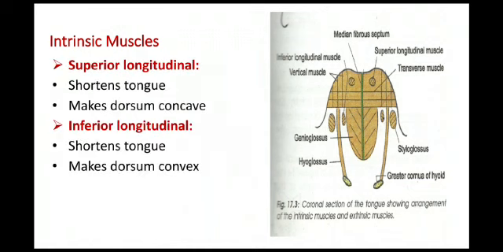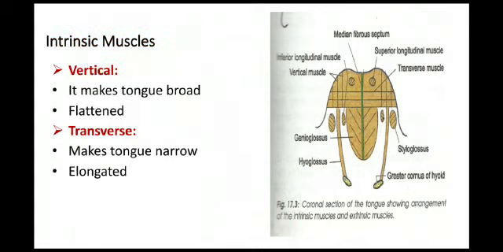The superior longitudinal shortens the tongue and makes the dorsum concave. The inferior longitudinal shortens the tongue and makes the dorsum convex. The vertical makes the tongue broad and flattened. The transverse makes the tongue narrow and elongated.